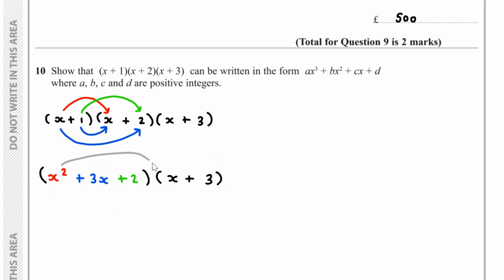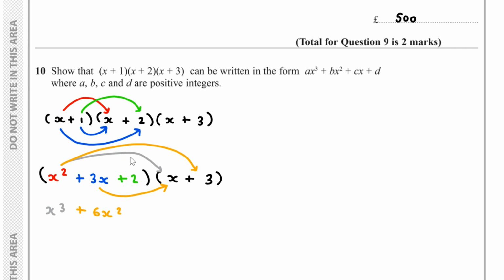X squared times by x, that gives x cubed. And then x squared times by 3 gives 3x squared. And then we've got here the 3x times by x. So we've got here 3x squared plus another 3x squared, which is 6x squared.